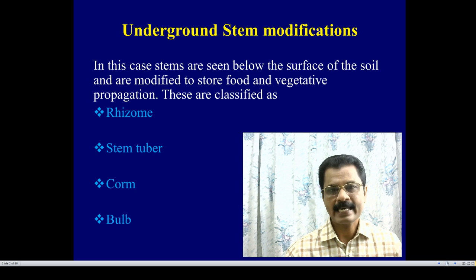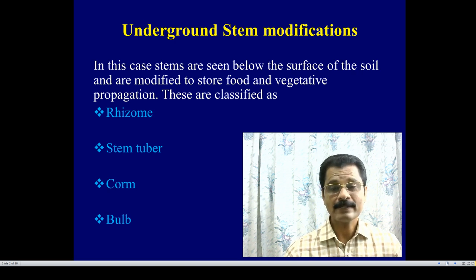These are classified as rhizome, stem tuber, corm and bulb. Could you follow me? The stems are seen below the surface of the soil and it is modified to store food material as well as it helps for vegetative propagation.